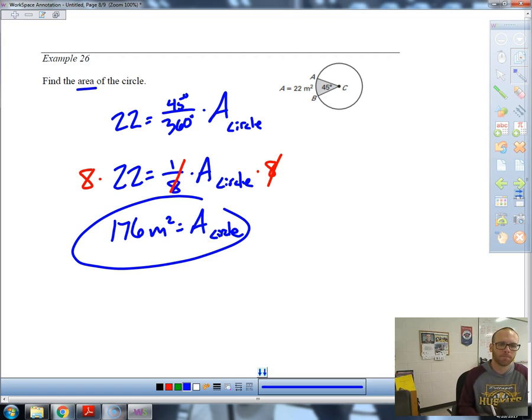All right. Okay. Day 1, finding areas of circles, finding areas of sectors. I hope we've got it.